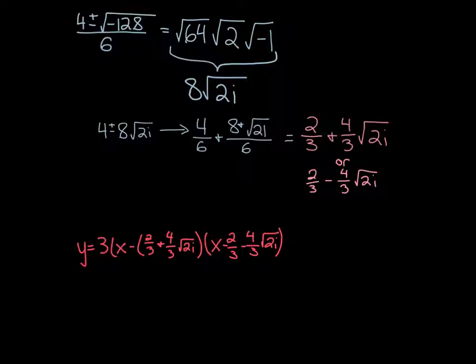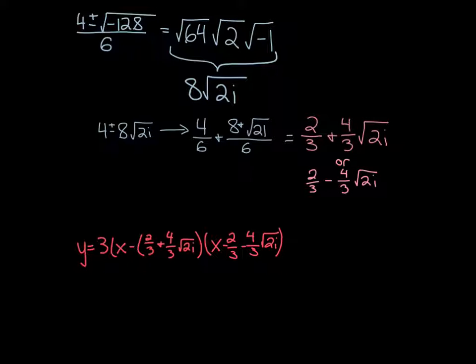And then the next step would be to change that into 4 over 6, and then 8 root 2i over 6, or 2i over 6, all to kind of split that up. Then that all equals, or to simplify that, we'd get 2 over 3 plus 4 over 3 root 2i, or 2 over 3 minus 4 over 3 root 2i.